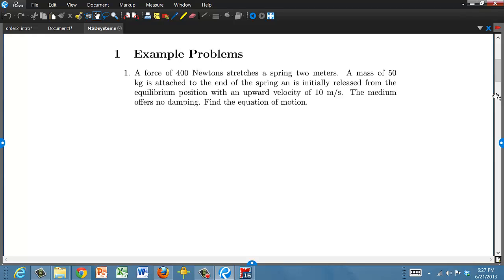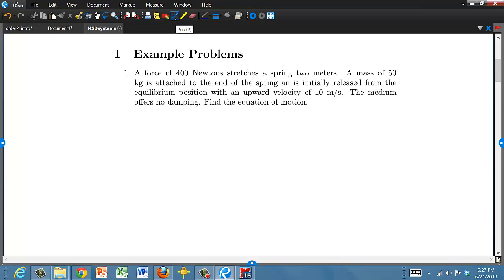So in this first example problem, we're given information about the spring: a force of 400 newtons stretches a spring 2 meters. That's information about the spring constant. We know that a mass of 50 kilograms is attached to the end of the spring, and it's initially released from the equilibrium position with an upward velocity of 10 meters per second, and that the medium offers no damping.